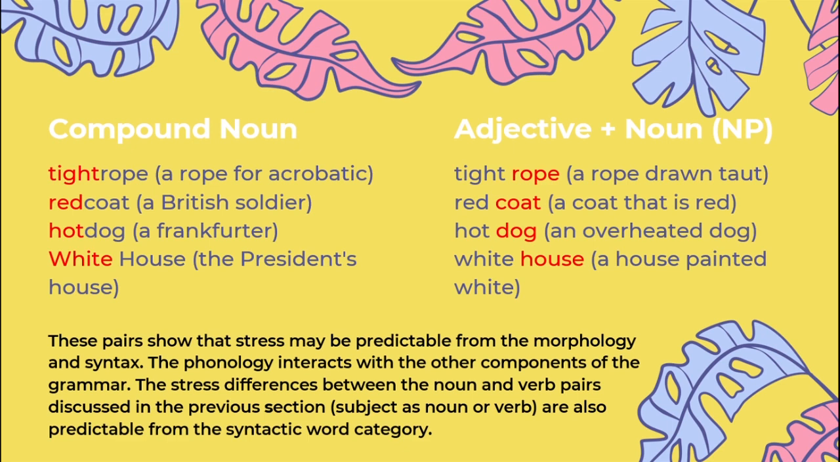If you are not sure about my pronunciation, you can check the dictionary. These pairs show that stress may be predictable from the morphology and syntax. The phonology interacts with the other components of the grammar. The stress differences between the noun and verb pairs discussed in the previous section, such as subject as noun or verb, are also predictable from the syntactic word category.